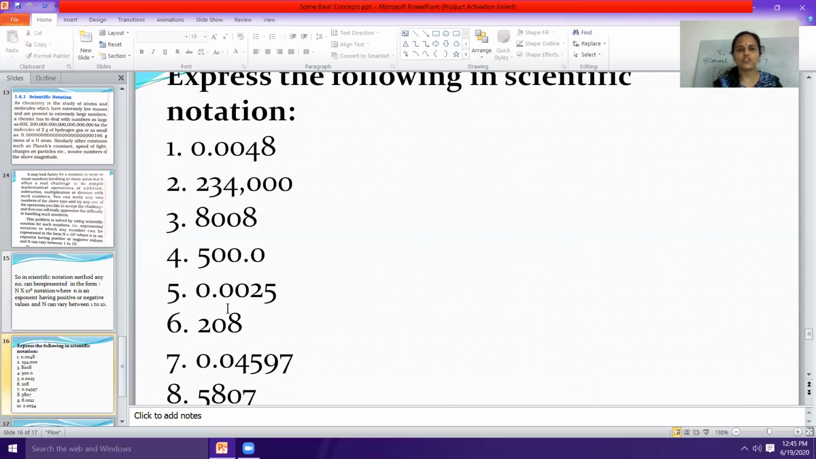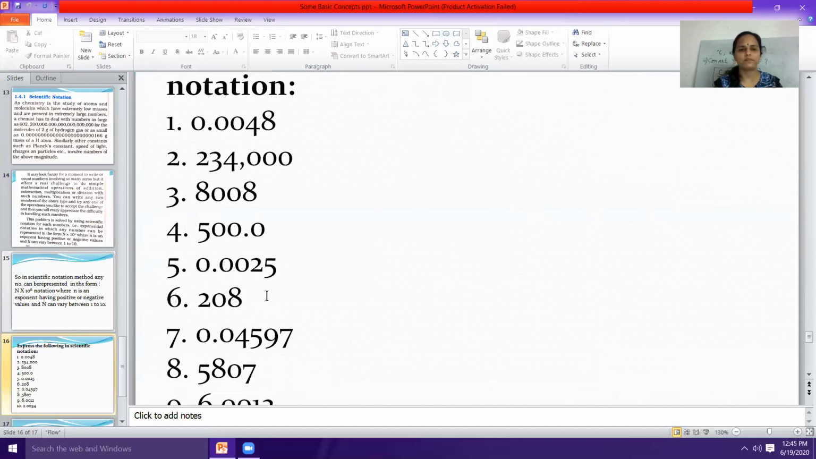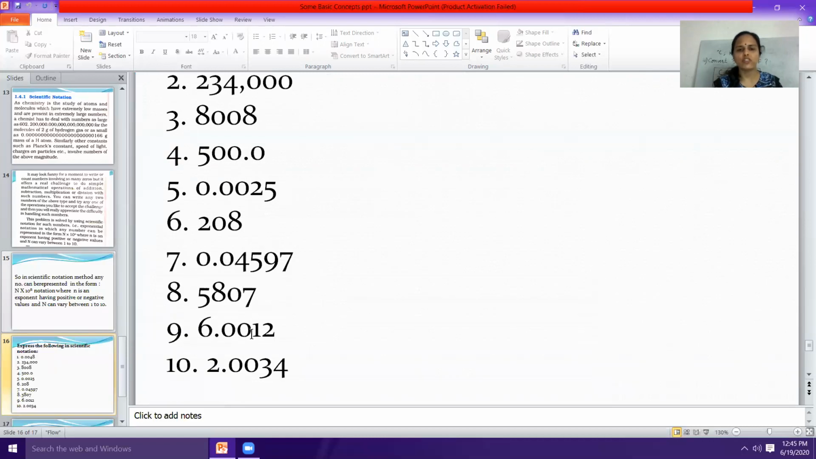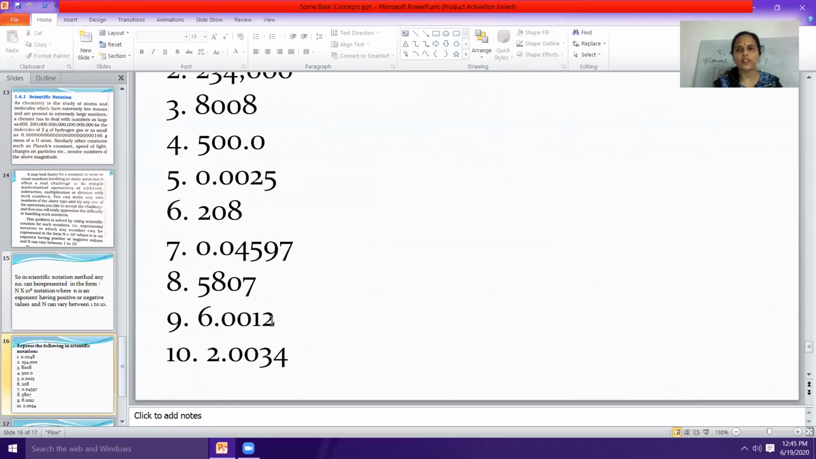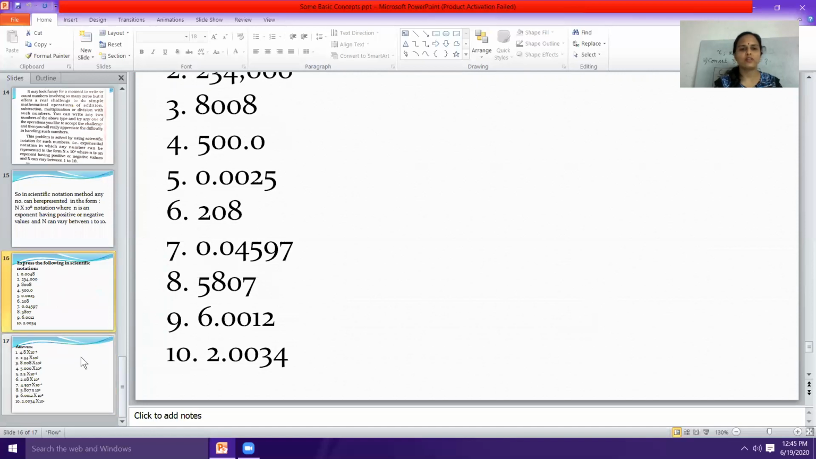Look at the fifth question, 0.0025. It is 1, 2, 3 places. You are moving right. So the answer is 2.5 into 10 raised to minus 3. Look at the ninth question, 6.0012. So for this, 6.0012 into 10 raised to 0. Any quantity raised to 0 is 1. 2.0034. So here also the same, 2.0034 into 10 raised to 0. Thus you will express your answers in scientific notation.